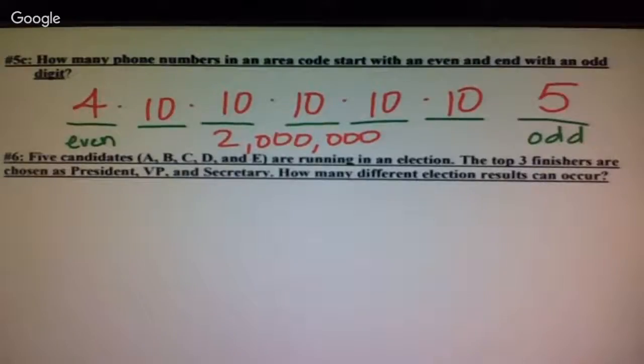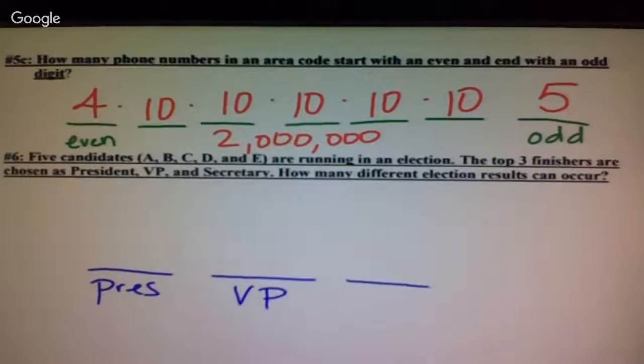Okay. So I'm trying to elect a president, and then I need a VP and a secretary. Well, I need to pick a president. Okay, quick. How many options do I have? I have 5.